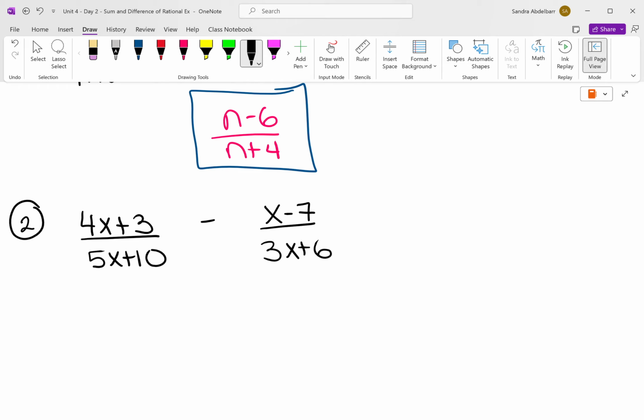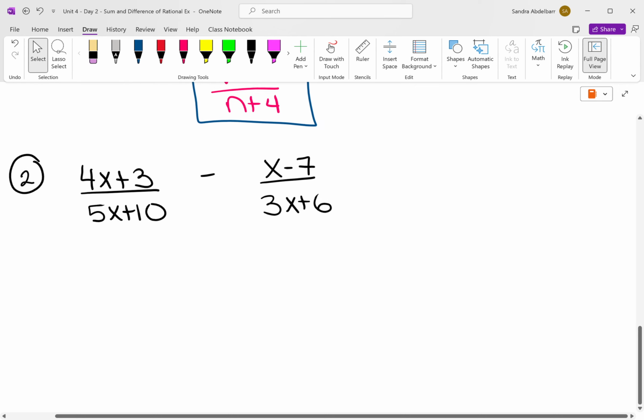Okay, so for this one, we do not have a common denominator. So we're going to have to create a common denominator. When you have denominators with variables, my recommendation for you is to factor first. Factor, then create a common denominator out of the factors. What do I mean?